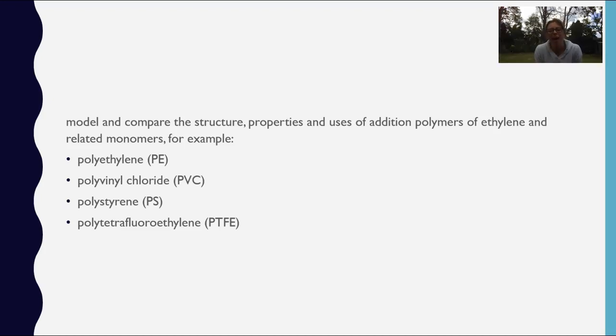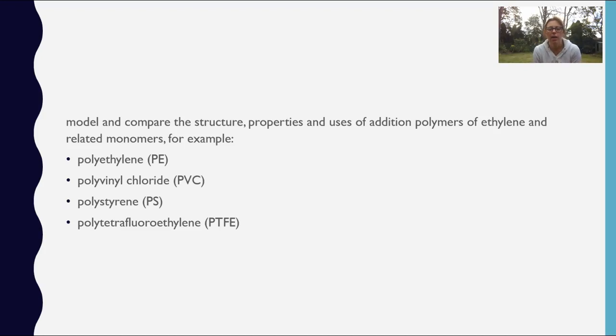So let's look through at our outcome: model and compare the structure, the properties, and the uses. So they're the three things you really need to make sure that you're looking at. We're comparing similarities and differences, the structure, the property, and the uses of addition polymers. That's a specific type of polymerization. We'll also look at another type a bit later of ethylene and its related monomers. For example, polyethylene, polyvinyl chloride, or PVC as it's more commonly known, polystyrene, and polytetrafluoroethylene.